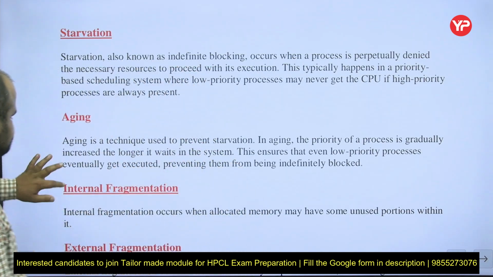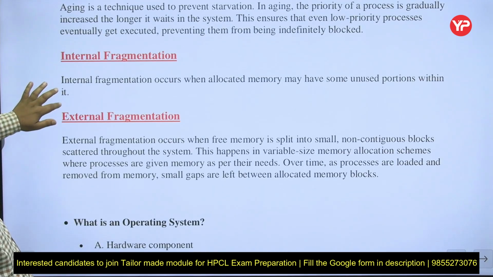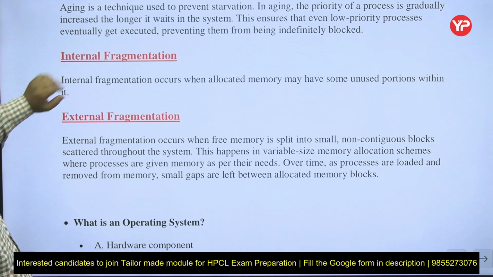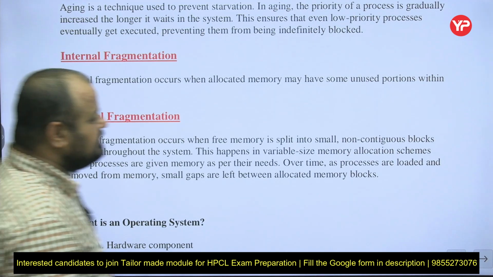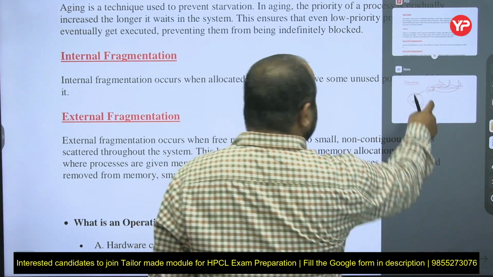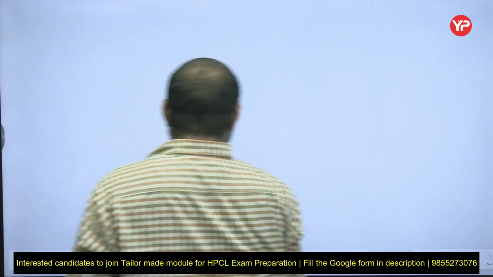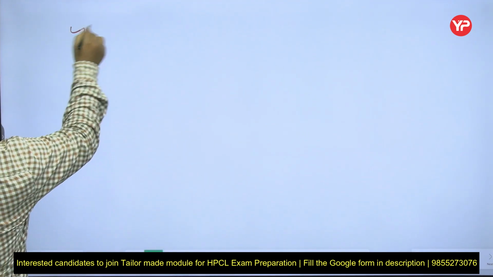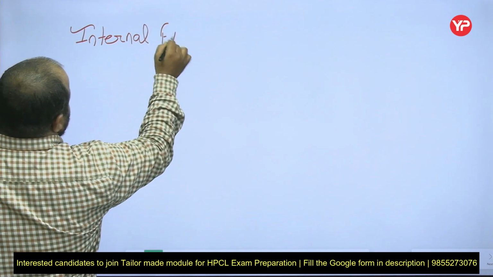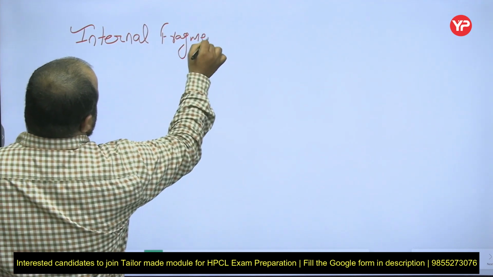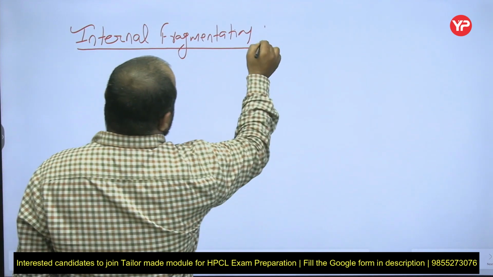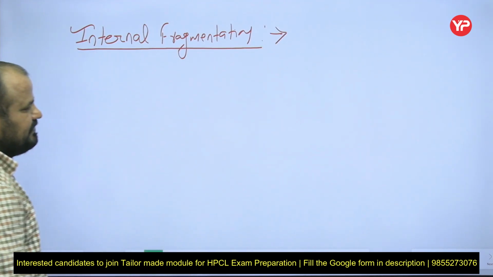Aging is a concept. Now my dear students, two most important terminologies are internal fragmentation and external fragmentation. Listen carefully to the basic difference. Sometimes students are confused in this terminology. So I am talking about internal fragmentation. What is internal fragmentation? Afterwards, we will complete some MCQ type questions which you may face in your exam.